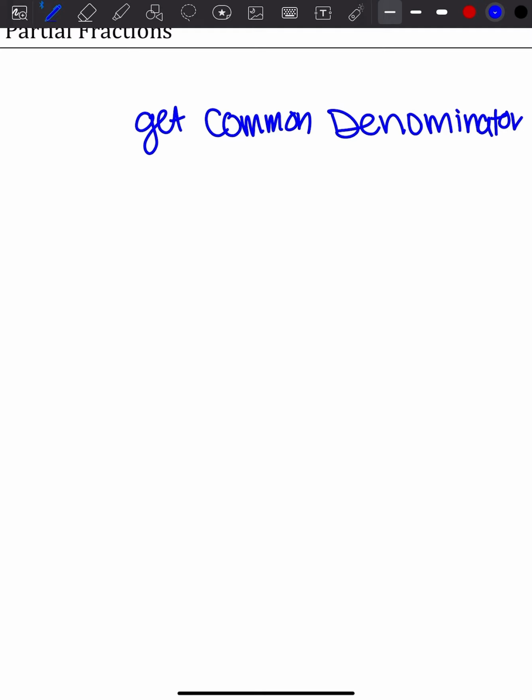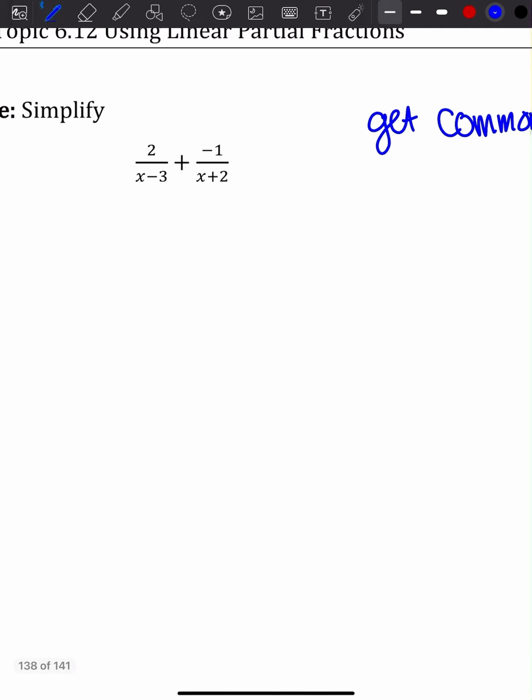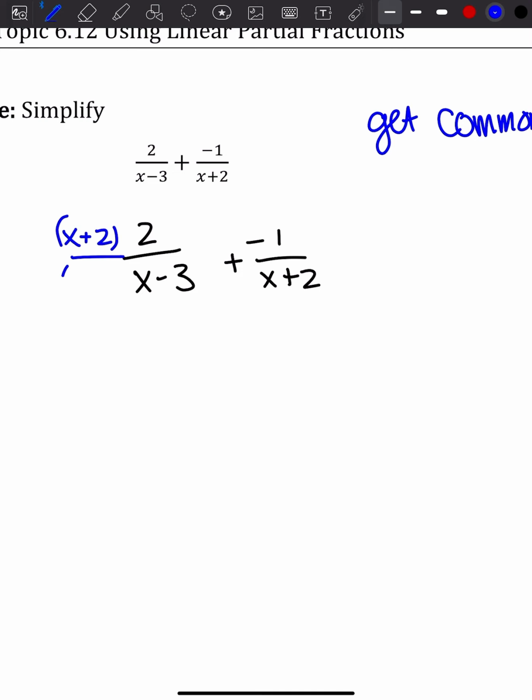The fastest way to get a common denominator is to multiply that fraction by the other's denominator. And so we have 2 over x minus 3 plus negative 1 over x plus 2. To get common denominators, I'm going to multiply my first fraction by x plus 2 over x plus 2. If I do it to the top, then I need to do it to the bottom. And I'm going to multiply the second fraction by x minus 3 over x minus 3.